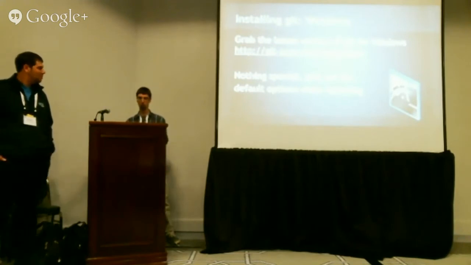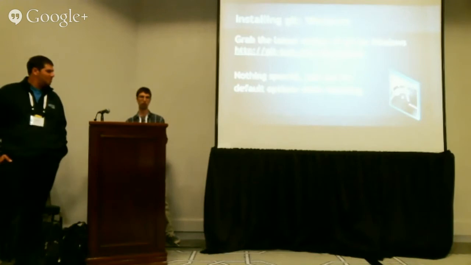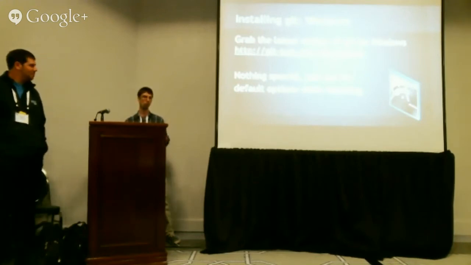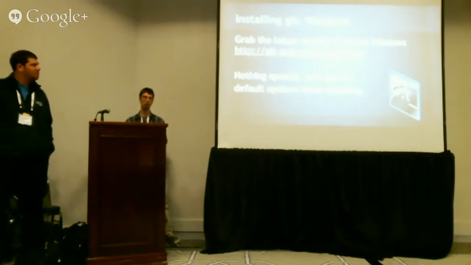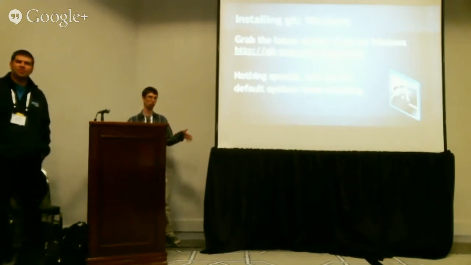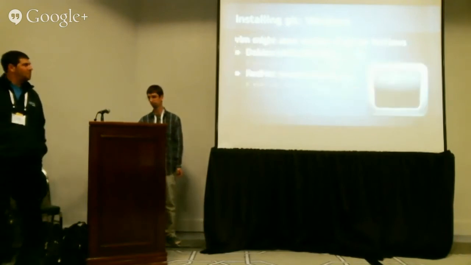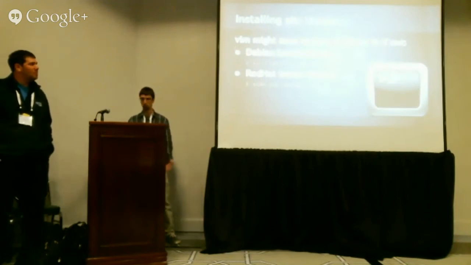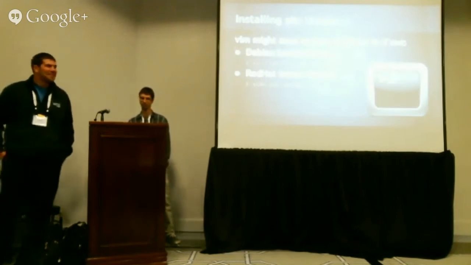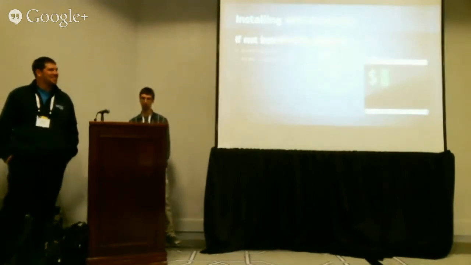Just use the default. If you're going to actually use command line Git on Windows, choose the default options. They're the most sane. If you read through the instructions on installing it, they mention you can do other things, but they don't recommend them because they could really break your system. Just go ahead and skip that. Same thing on Mac.